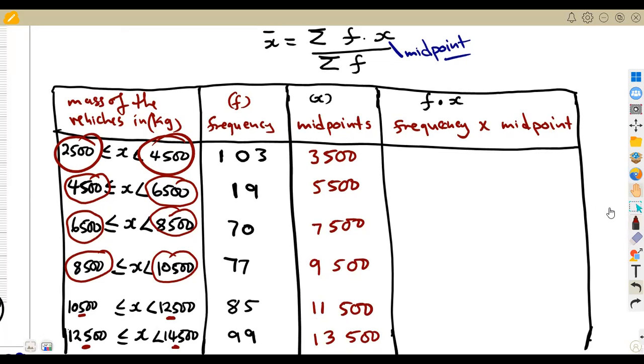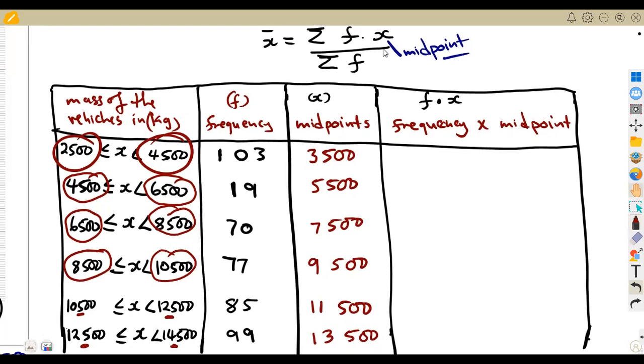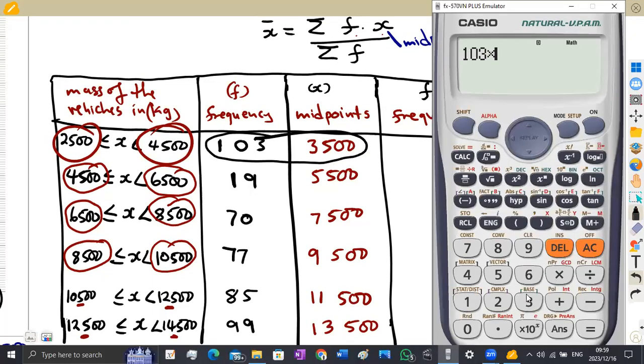Then after calculating your midpoints, you're going to need the frequency times the midpoint. So this is what we have, frequency times midpoint. You're multiplying the product of these two, frequency and midpoint, F times X. We have got the frequency here and the midpoint. You need the product of these two. So let us see on our calculator. It's you and your calculator, guys. 103 times 3,500.